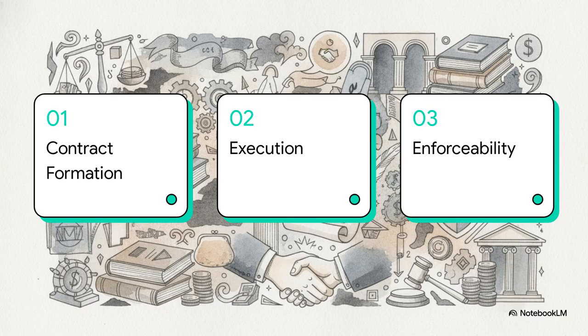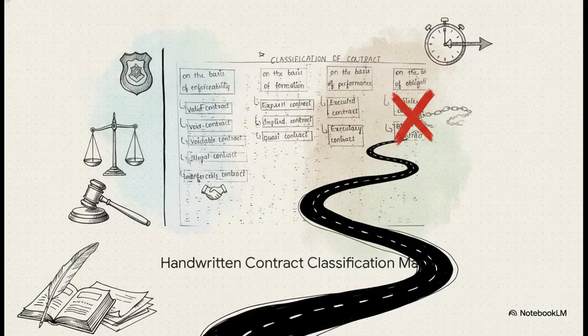Here is our agenda for today. We'll be looking at contract formation, contract execution, which is also known as performance, and finally, contract enforceability. Now, looking at this hand-drawn map of our roadmap, you might notice an obligation branch way over there on the right. Well, we are intentionally leaving that out today. We really want to keep our focus incredibly sharp for beginners, so we're zeroing in purely on those first three buckets: formation, performance, and enforceability.